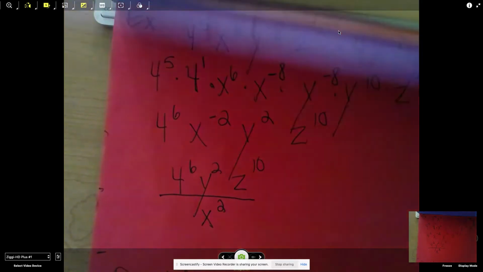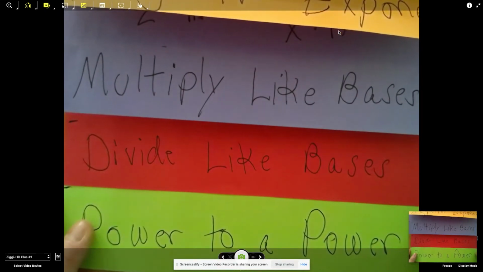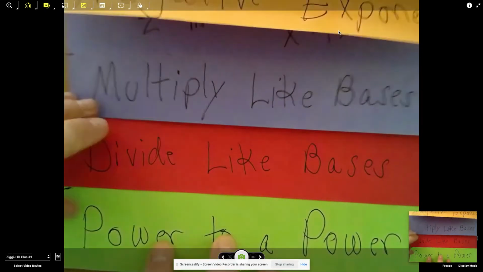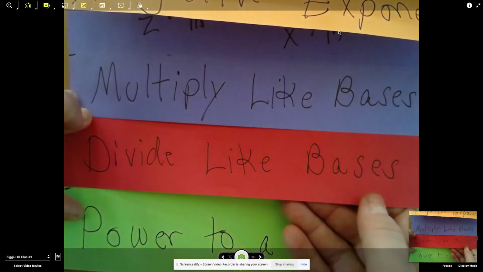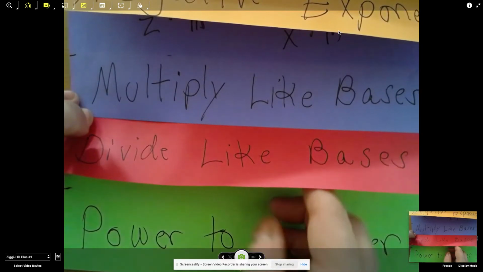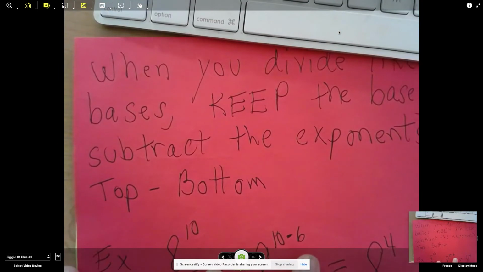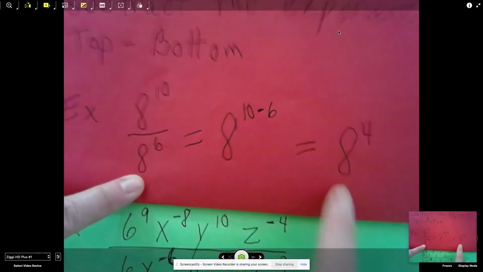Then we went over dividing like bases. Hayden, how do you divide like bases? And which exponent do you put in the calculator first? Where's that located? On the top. So when you divide like bases, you keep the base and subtract the exponents, so you do top minus bottom. So it'd be like 10 take away 6, you get positive 4.